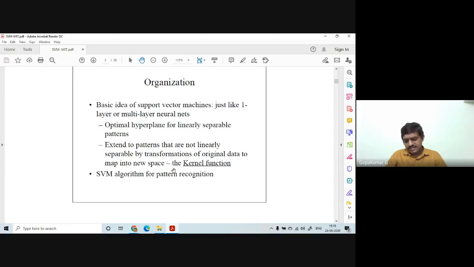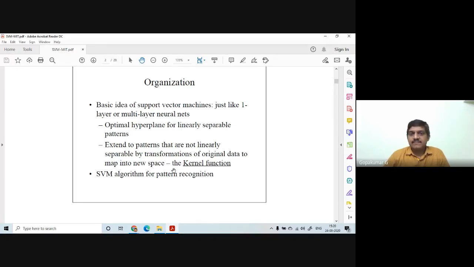But the interesting point about SVM is that it always tries to solve the two-category classification problem using a linear decision boundary. It does not try to find a non-linear decision surface directly, but it will solve that case in another way, and we will see how it finds a non-linear decision boundary using a linear decision problem. So that is the trick behind SVM.